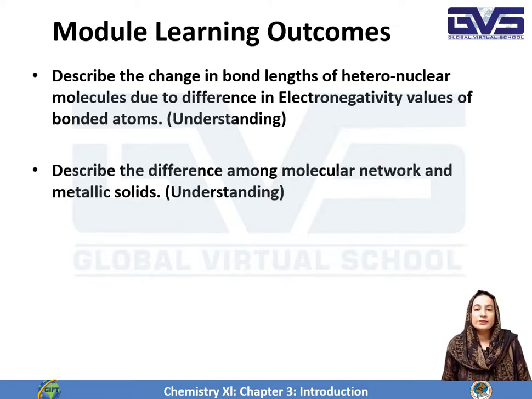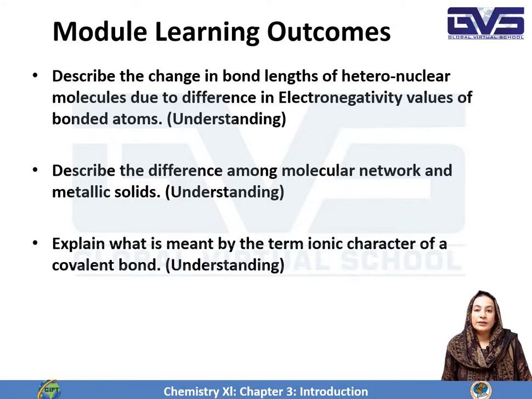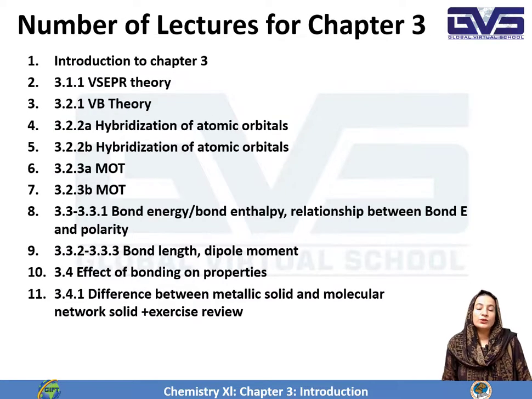And you will be able to describe the difference between a giant molecular network and a metallic solid. What is a metallic solid and what is a giant molecular network? You will be able to distinguish between them. And you will be able to explain what is meant by the term ionic character of a covalent bond. If a bond is covalent, then where is the ionic bond? But in this chapter you will understand that covalent bonds have some ionic character in them.